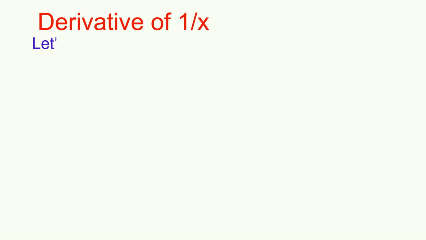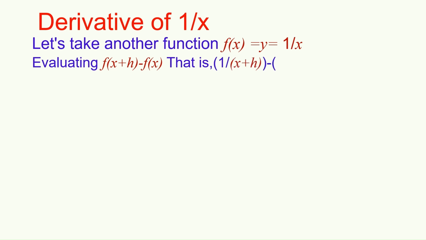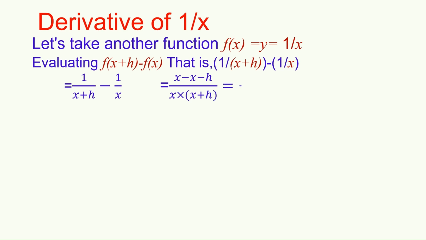Derivative of 1 divided by x. Let's take another function f of x equals y equals 1 divided by x. Evaluating f of x plus h minus f of x. That is, 1 divided by (x plus h) minus 1 divided by x. Solving the fraction by the LCM method, equals (x minus (x plus h)) divided by x times (x plus h), equals minus h divided by x times (x plus h).